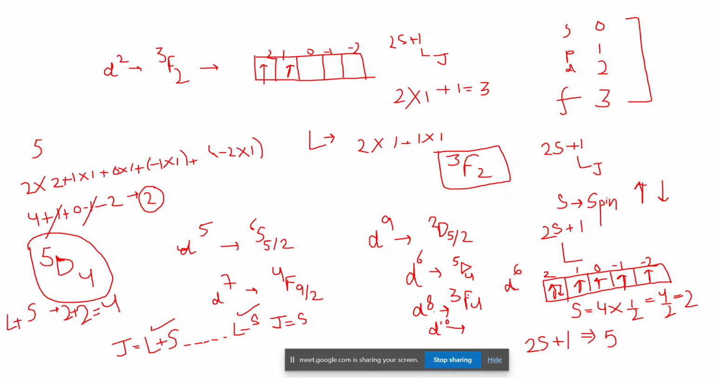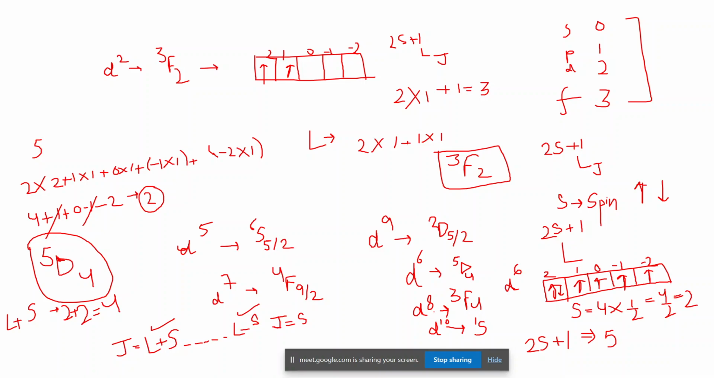It will be 2D 5 by 2. I am not asking for d9, I am asking for d10. You have 10 electrons, that means everything is paired. There are no unpaired electrons. So 1S, correct? And what will be the J value?